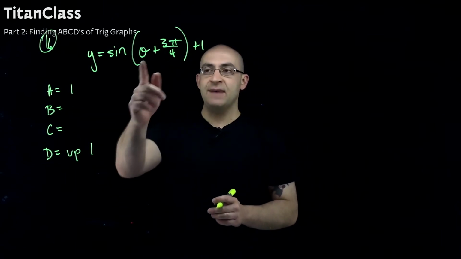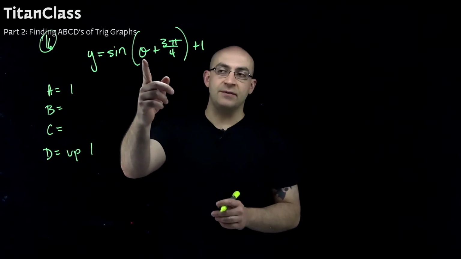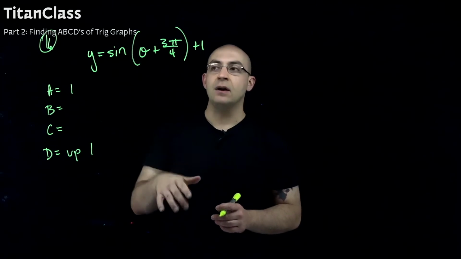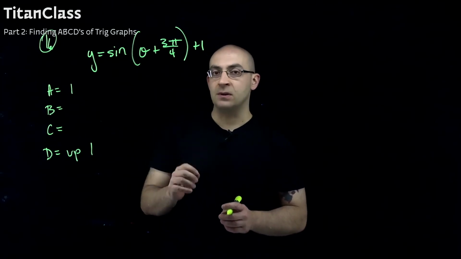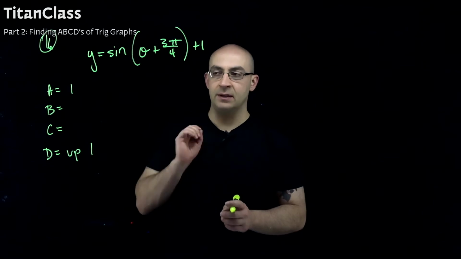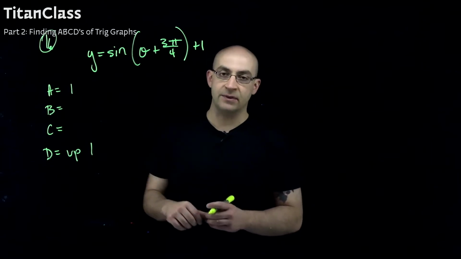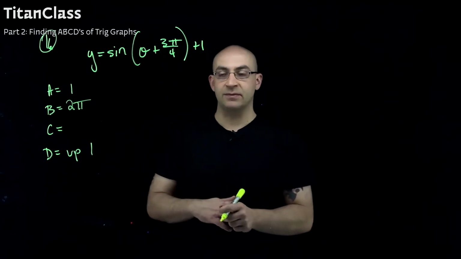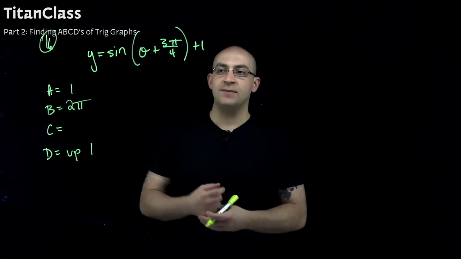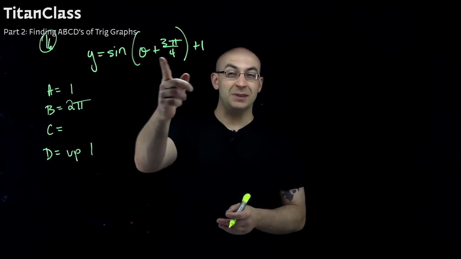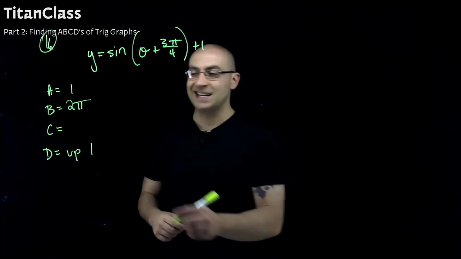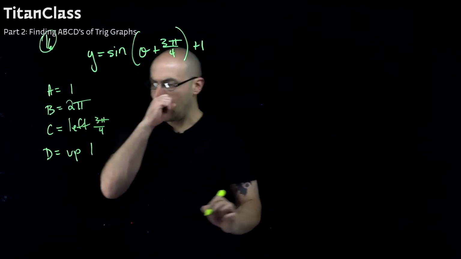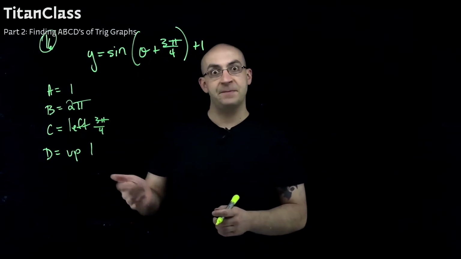Now, the B value is always the coefficient of theta, or if there was something in between the trig function and the parentheses. There's nothing there. So remember what the default parent function's period is when it comes to sine and cosine for that matter, and that's 2 pi. So my period is going to be 2 pi for this particular function. Now, C is my phase shift. Remember, it's the opposite of what you believe it is. So instead of right 3 pi over 4, it's left. So this is going to be left 3 pi over 4. Now we've got all of our ABCDs, and we can go ahead and graph.